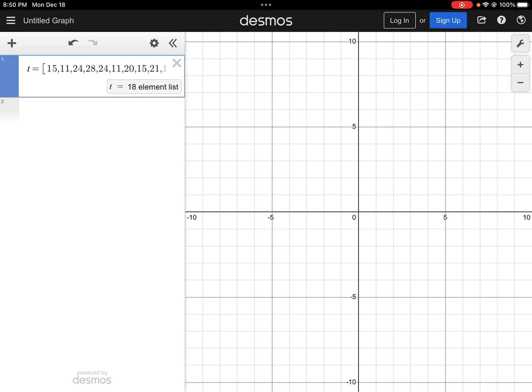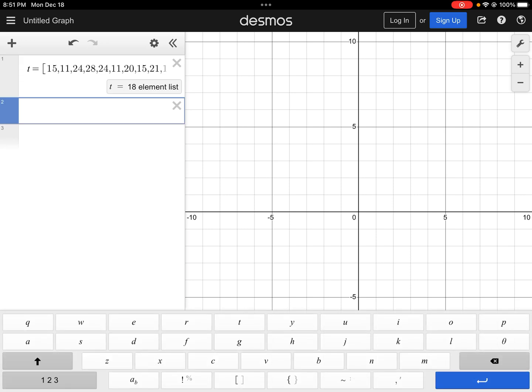Now, be careful in Desmos. They have some protected letters that you shouldn't use, like R for radius. E is a number you're working with in Algebra 2. I use T for text. Okay. So there are my 18 numbers in there.